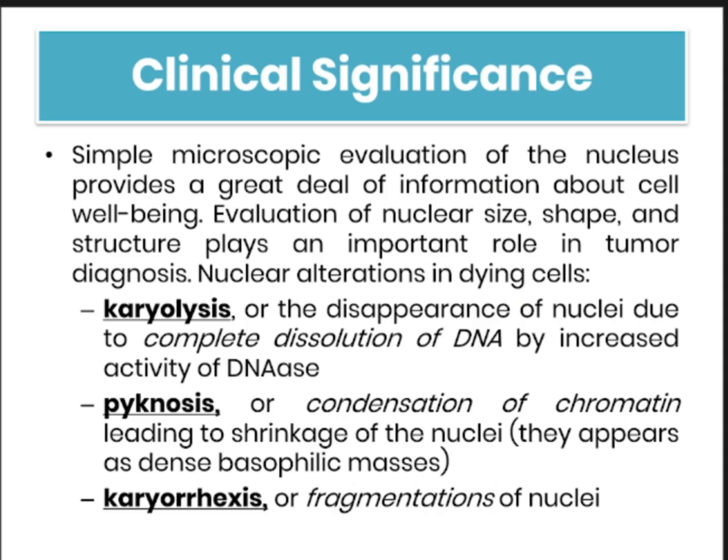Now, evaluating the nucleus under a microscope can reveal important details about the cell's health or well-being, particularly in diagnosing tumors. Changes in nuclear size, shape, and structure often indicate whether a cell is normal or abnormal. We have three different nuclear alterations in dying cells. The first is karyolysis, followed by pycnosis, and we also have karyorrhexis.